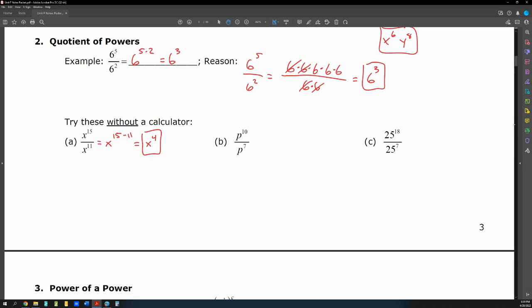P to the 10th divided by p to the 7th. Again, same base, so we can subtract those exponents. 10 minus 7, p to the 10 minus 7 is p cubed, or p to the 3rd. And finally, 25 to the 18th divided by 25 to the 7th is 25 to the 18 minus 7, or 25 to the 11th. So yes, this also works with numeric bases as well.